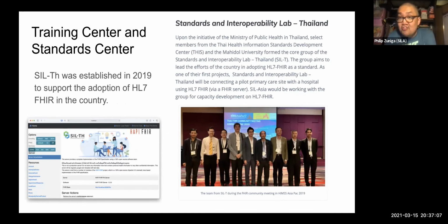They are focusing on HL7 FHIR. They are looking at how they can expand FHIR usage in the country. So that is their focus. So we can see them supporting the increase in adoption of FHIR, and of course, the Thai Health Information Standards Development Center, and the Thai medicine terminology. Those are the things we are seeing the Thai Interoperability Lab focus on.